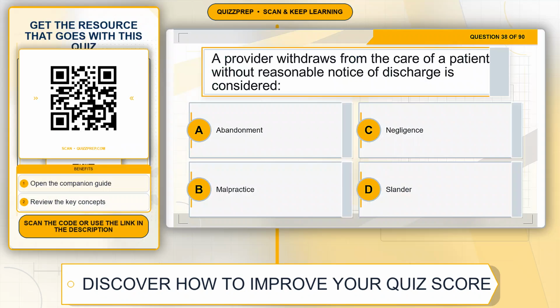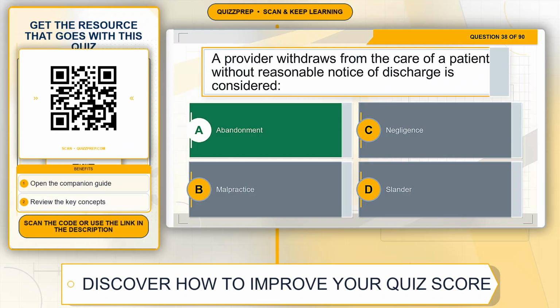Question 38. A provider who withdraws from the care of a patient without reasonable notice of discharge is considered: Option A, abandonment. Option B, malpractice. Option C, negligence. Option D, slander. The correct answer is option A, abandonment.